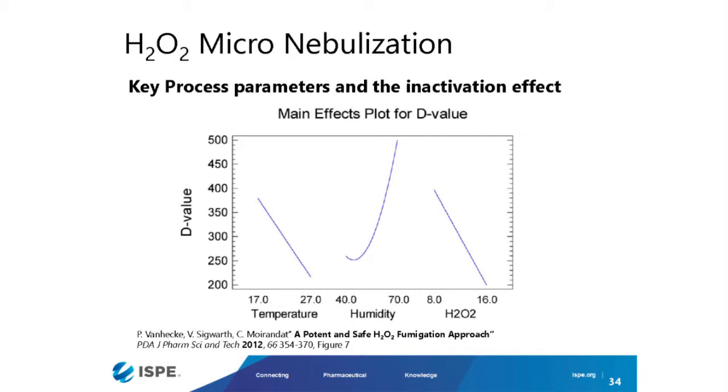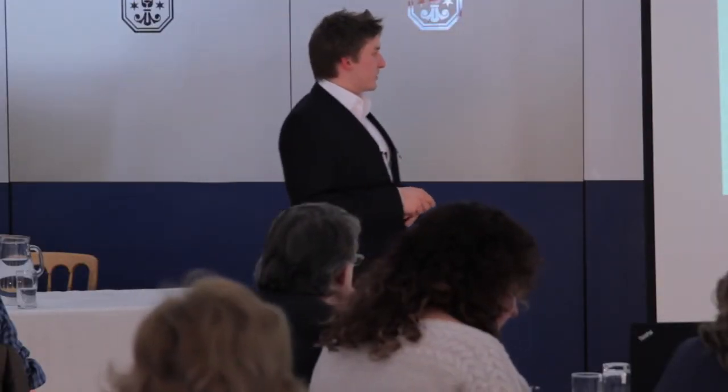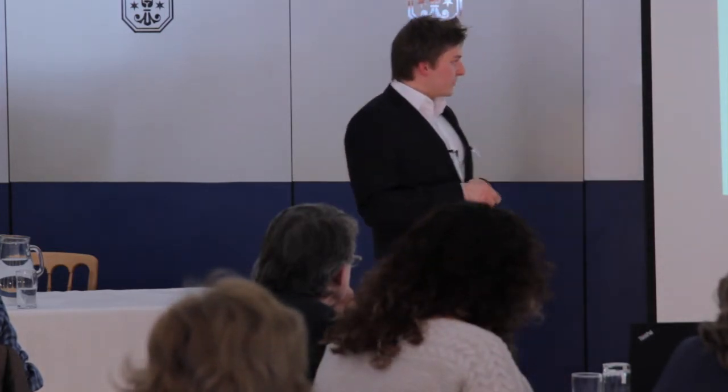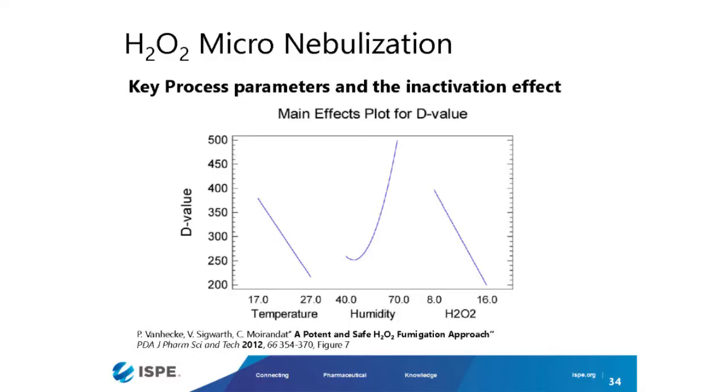We can show that with increasing temperature, the D values are getting shorter, meaning the cycle is getting more effective. On the other hand, with higher humidity, we are getting less effective. And with higher concentration of H2O2, we are getting more effective again. It all kind of follows the general thinking, right? With higher temperatures, all those droplets of hydrogen peroxide can vaporize faster. On the other hand, with higher humidity, actually the saturation is rather water than hydrogen peroxide.